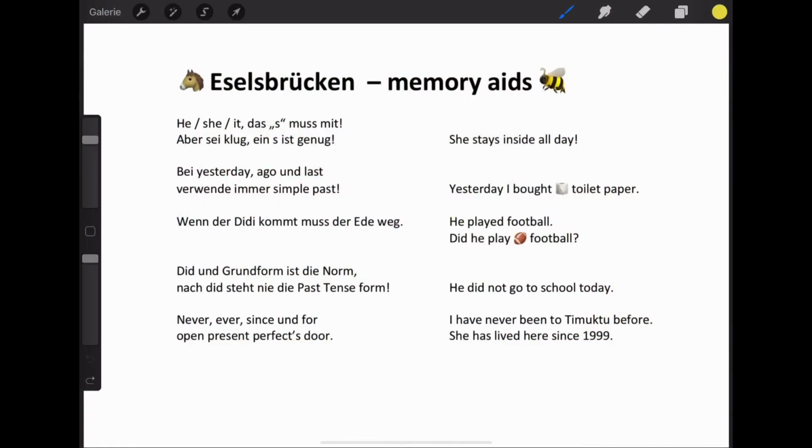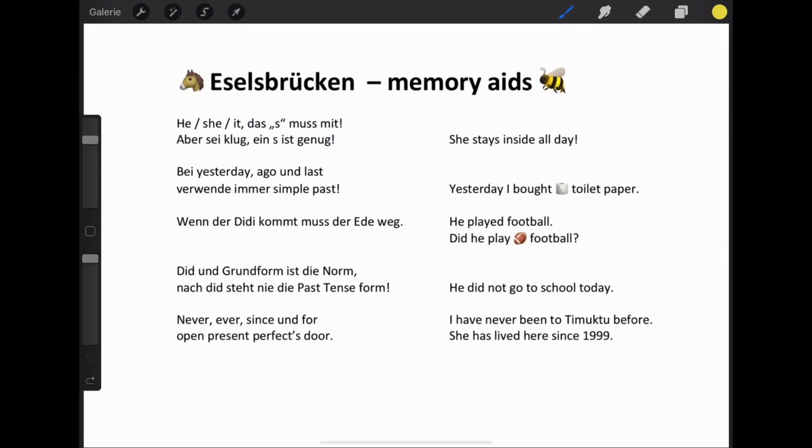I have prepared some memory aids for you today that help you, like the little donkeys, to cross your exercise on a safe path. Yeah? So let's have a look at that. Let's start our memory aids with the tenses. So you have a lot of phrases that you probably know already, but it's always good to remember them again.